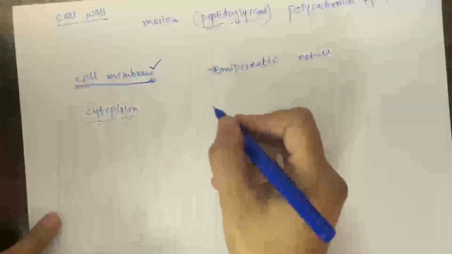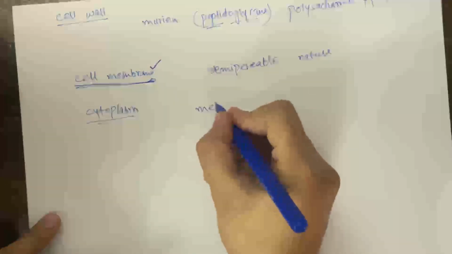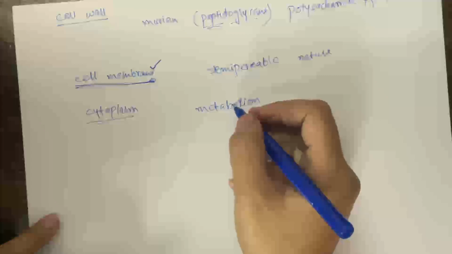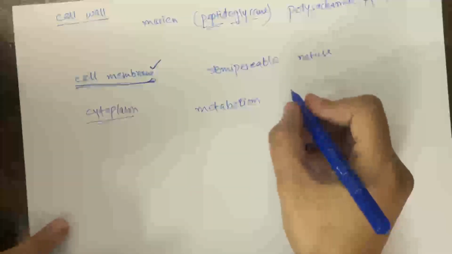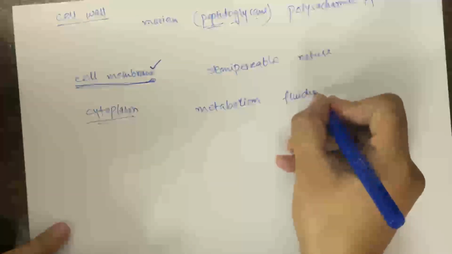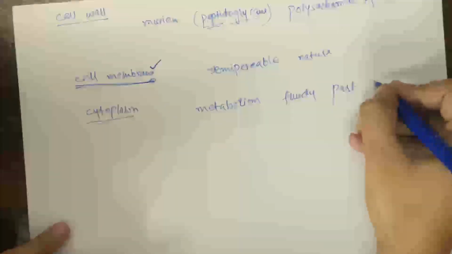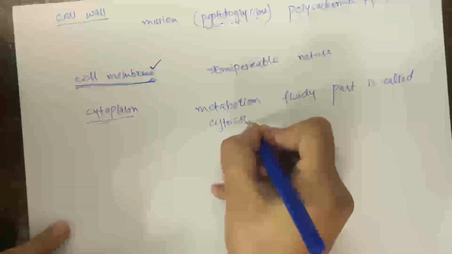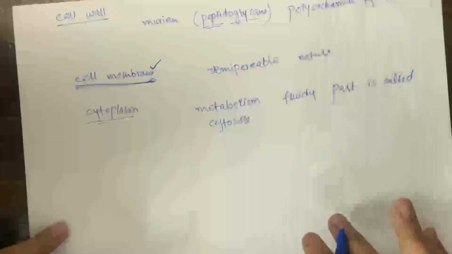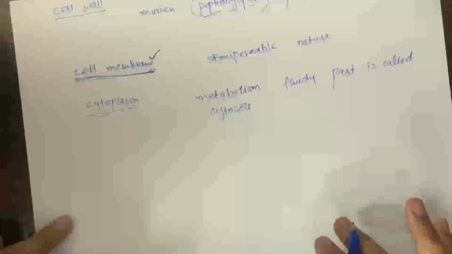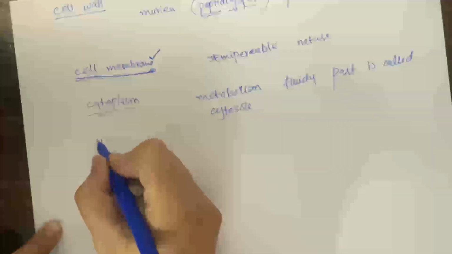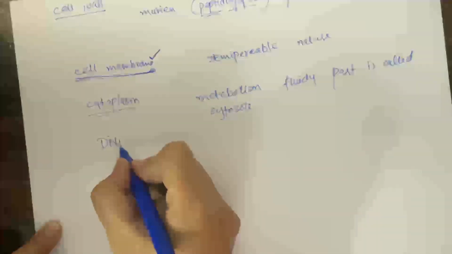After that, the cytoplasm is the fluidy part of the prokaryotic cell. This cytoplasm is involved in most of the metabolic phenomena, and the fluidy part of the cytoplasm is called cytosol. It is involved in metabolism as well as some anabolism and catabolism, and all of the metabolic pathways occur there in the cytoplasm. And the DNA is a single chromosomal DNA present in the prokaryotic cell.